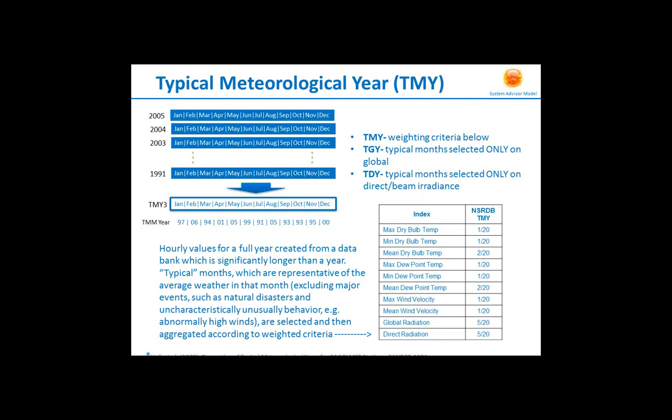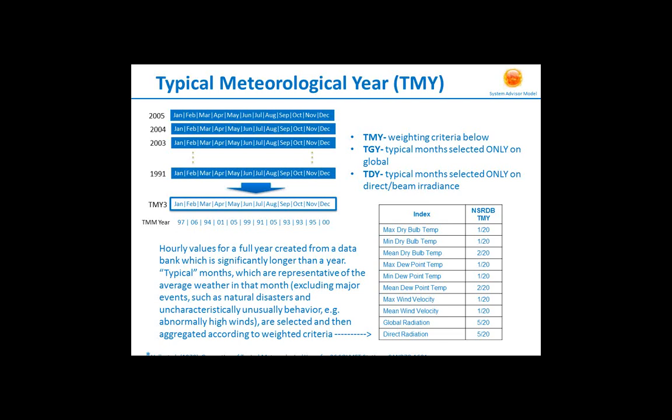It's important to note that the TMY algorithm always excludes extreme events, such as natural disasters. An important distinction to make here is that a TMY refers to the algorithm used to create an annual data set. There are also specific TMY products made from a specific data set, most notably the TMY2 and the TMY3, which I will describe later. However, you could apply the TMY algorithm to any data set with a long enough period of record, and you would get a different TMY for each different data set to which you applied the algorithm. The weighting criteria for how the average month is chosen might also vary depending on who implemented the algorithm.